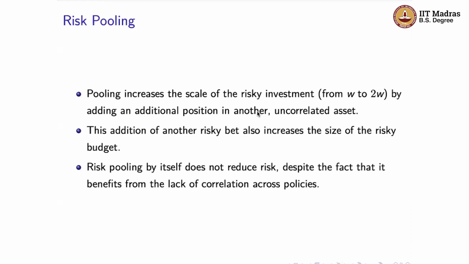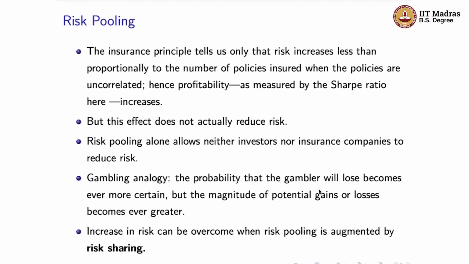And therefore, what we saw is that just risk pooling on its own is not enough to reduce risk, although it does bring about benefits in the sense that the Sharpe ratio actually increased, right? So that's point number one. Okay. So what is the insurance principle therefore telling us? It's telling us that risk increases less than proportionately to the number of policies insured when policies are correlated, right?